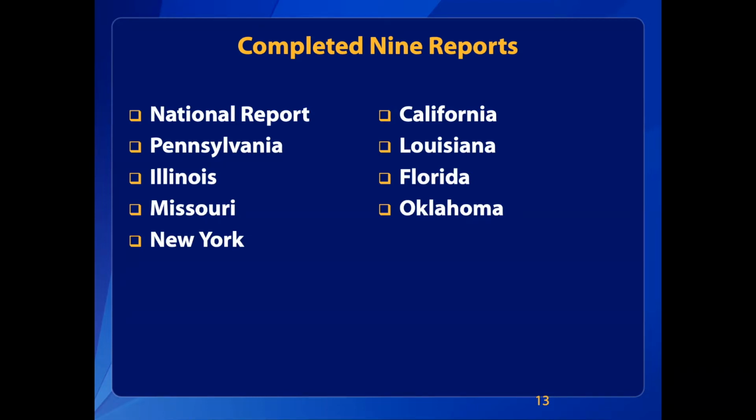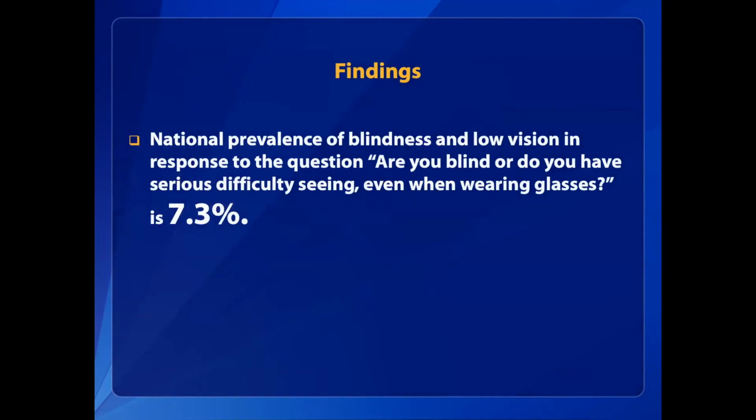Next slide. Overall, the national prevalence of blindness and low vision using our case definition, are you blind or do you have serious difficulty seeing even wearing glasses, is 7.3% among people aged 65 years and over. Now, is that an undercount or an overcount? It's an accurate count for that question. If you ask another question, like, do you have difficulty reading, for example, or do you have difficulty seeing, that will double the response rate.